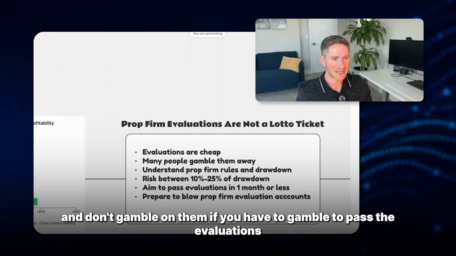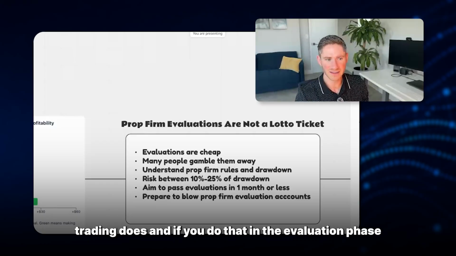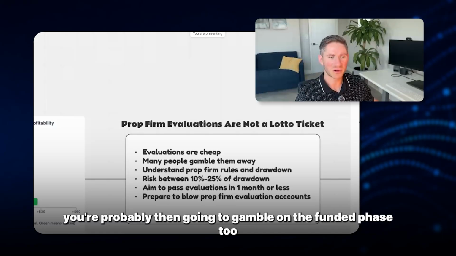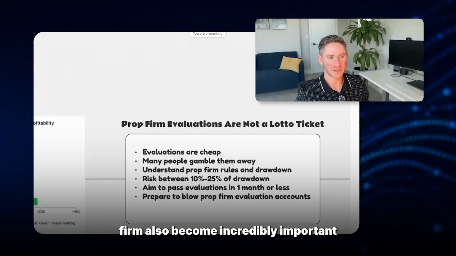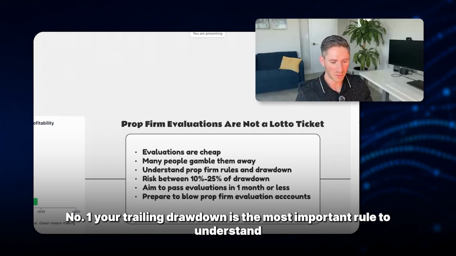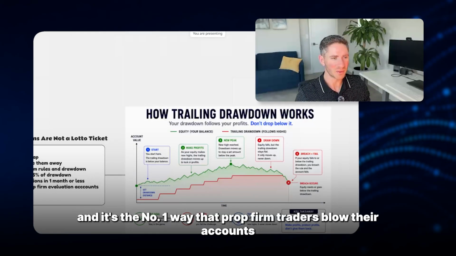If you have to gamble to pass the evaluations, number one, trading shouldn't be gambling in the first place. Gambling doesn't have an edge, trading does. And if you do that in the evaluation phase, you're probably then going to gamble on the funded phase too. And that's even worse, and it builds bad habits. And that's where the rules of the prop firm also become incredibly important. Number one, your trailing drawdown is the most important rule to understand in prop firm accounts. And it's the number one way that prop firm traders blow their accounts.